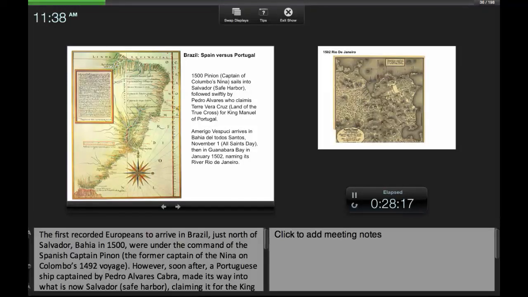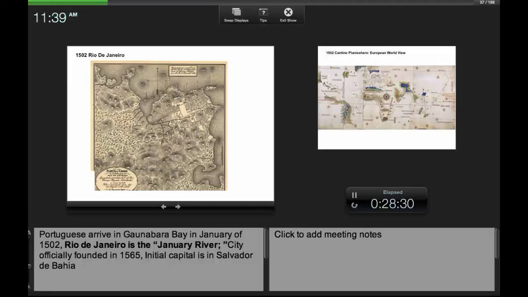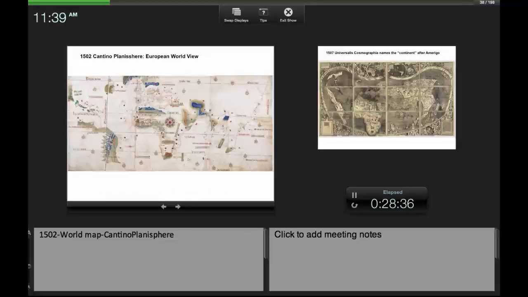Then Amerigo Vespucci follows, lands in the Bahia de Todos os Santos, because he lands there on All Saints Day, then discovers Rio, naming it Rio de Janeiro, the River of January. The original capital of Brazil will be Salvador, because it's the first established, and Rio will be a relatively small town. So again, this is the European view of the world they've encountered. They believe China is just the other side of the Americas.